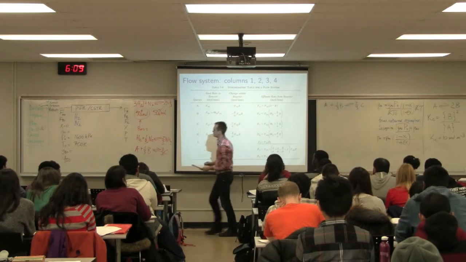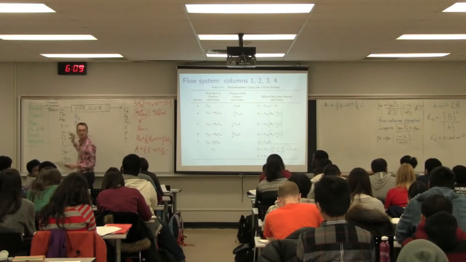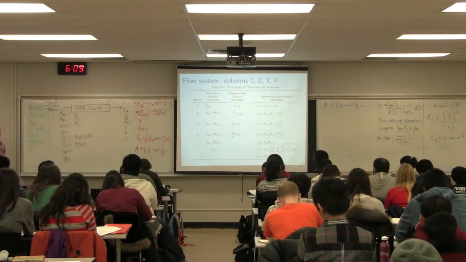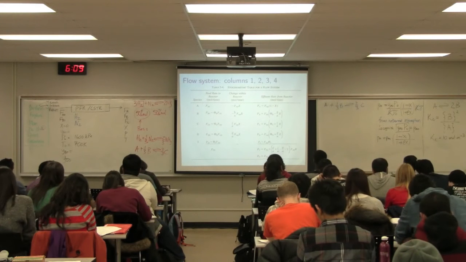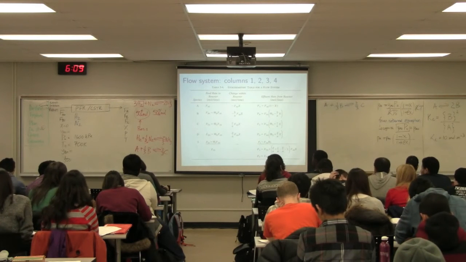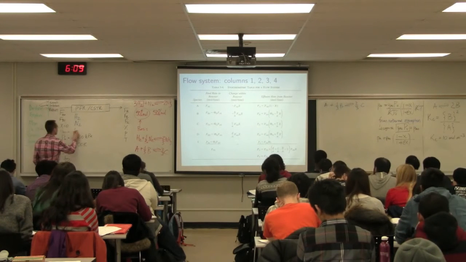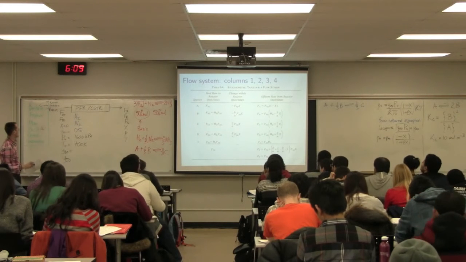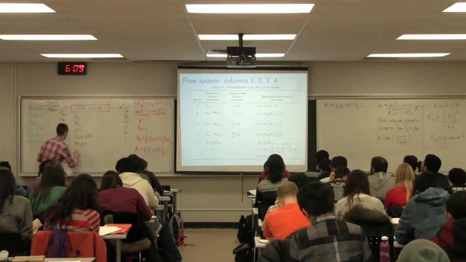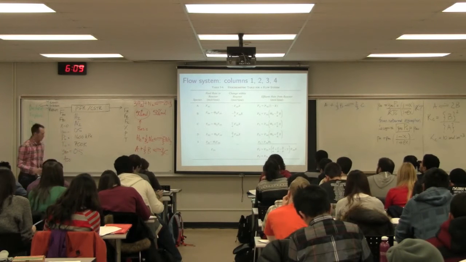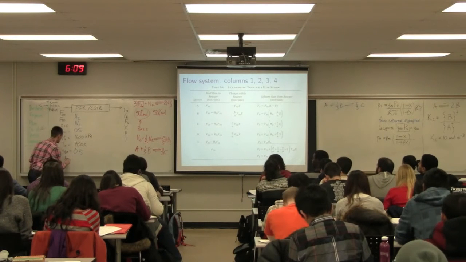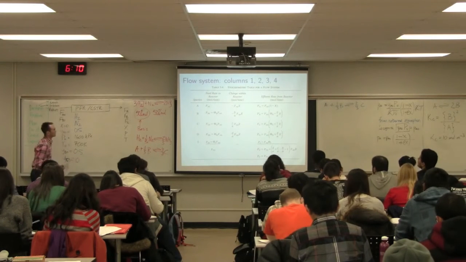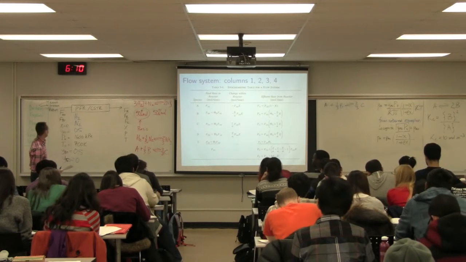Why A naught? On 5. Told that we've got a 50% mixture of nitrogen, 50% hydrogen. So Y B naught is also 0.5. Y C naught is 0, so no ammonia from N.